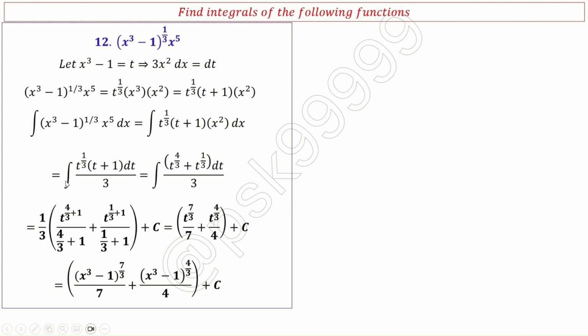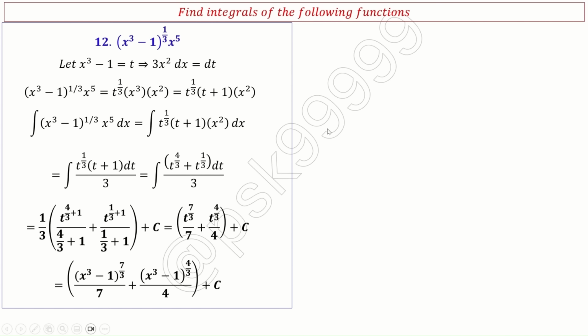So I'll take integration of t to the power of 1 by 3 into t plus 1 dt by 3. If I take t to the power of 1 by 3 inside, it will become integration of t to the power of 4 by 3 plus t to the power of 1 by 3 dt divided by 3. This is constant anyway, pull it out, and inside one you can carefully do the integration. What you will get is x cube minus 1 whole to the power of 7 by 3 by 7 plus x cube minus 1 whole to the power of 4 by 3 by 4 plus c.